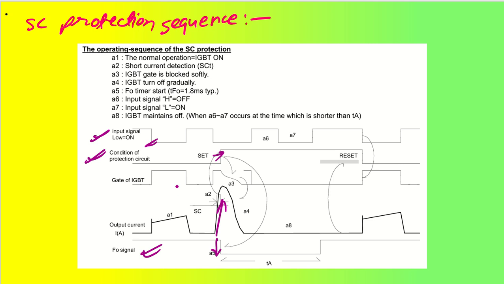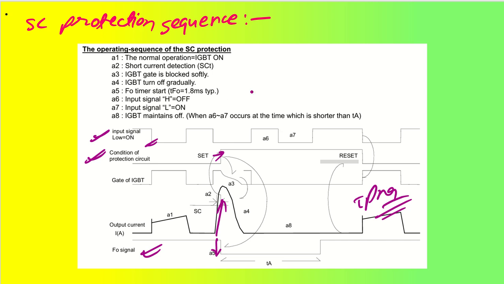This is how the communication has gone to the short circuit protection, that the fault output signal will become low by shutting down the low side gate driver. And as soon as it becomes low, the IPM will be shut down, and this is how it will be communicated that the IPM is in short circuit mode and we are going to shut down the IGBT.